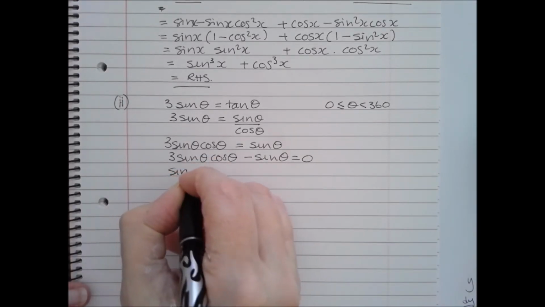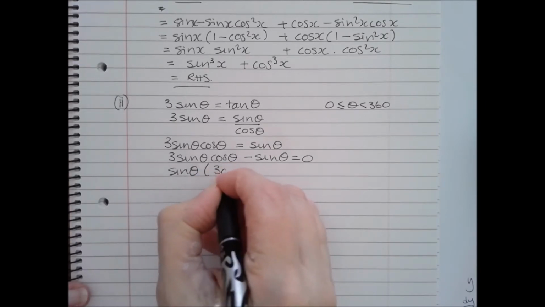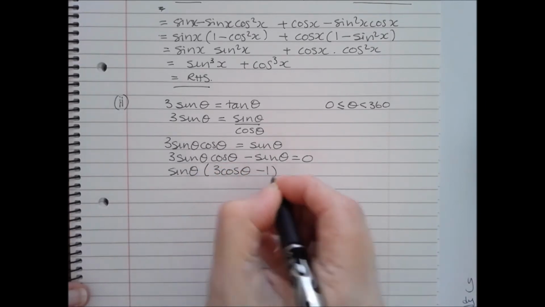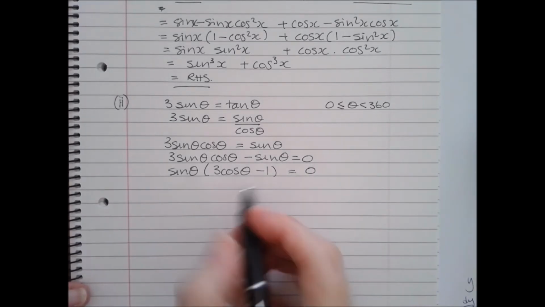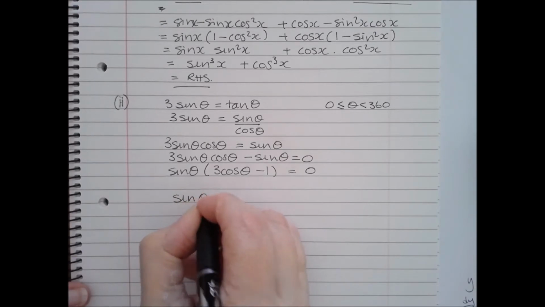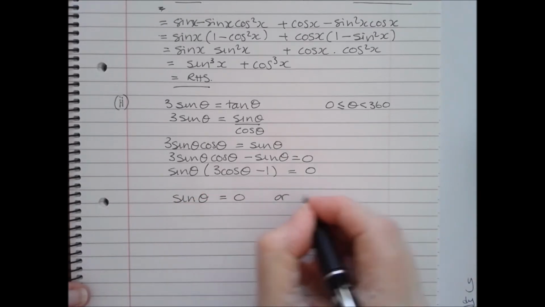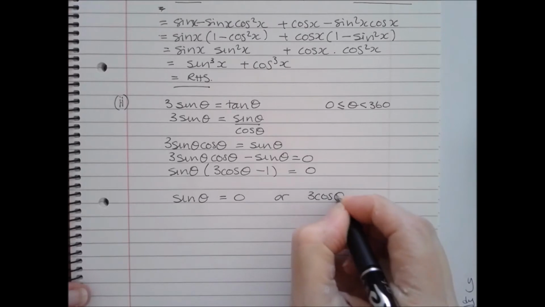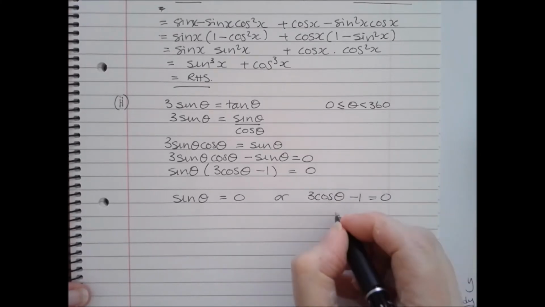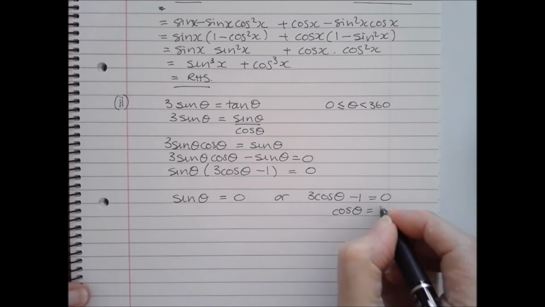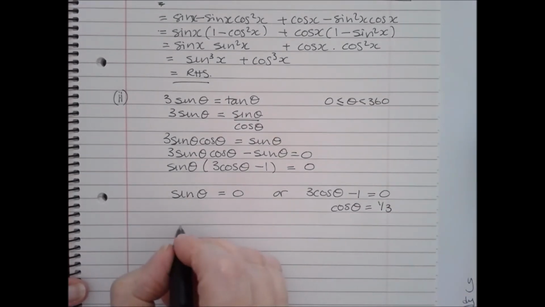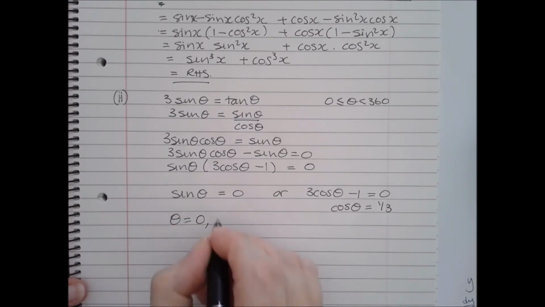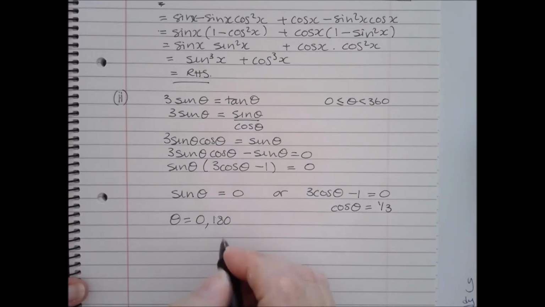So I'm going to take sine theta out as a common factor, and I'm left with 3 cos theta minus 1 equals 0. So if two things multiply together to get 0, one of them must be 0. So either sine theta equals 0 or 3 cos theta minus 1 equals 0, which suggests that cos theta is equal to 1/3.